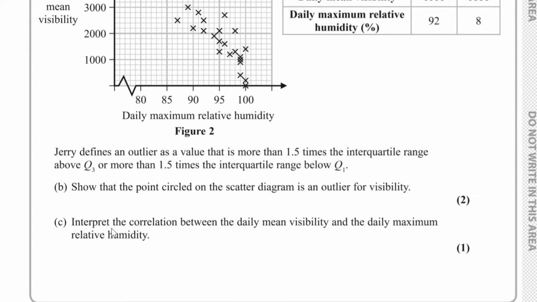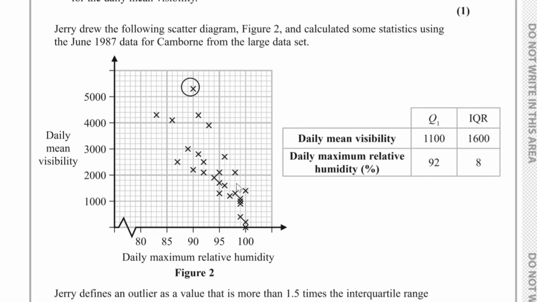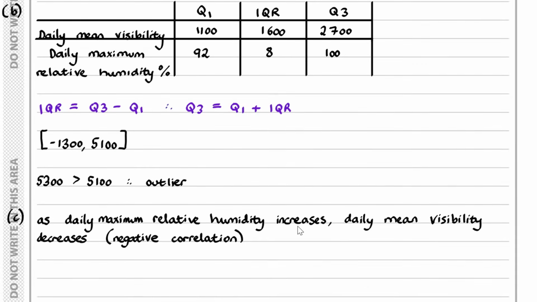For part C of the question, we have to interpret the correlation between the daily mean visibility and the daily maximum relative humidity. We see over here that as the daily maximum relative humidity increases, the daily mean visibility decreases. So here we have a negative correlation. So what we'd put as our answer is, as the daily maximum relative humidity increases, the daily mean visibility decreases, and we see that through this negative correlation.